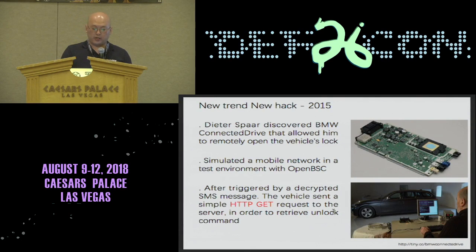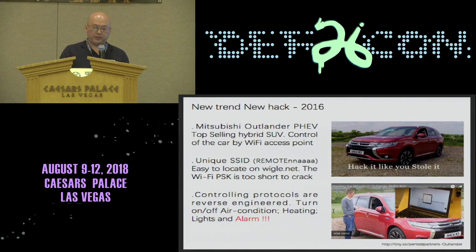Let's take a look at more details. This one is for BMW ConnectedDrive. A German researcher was able to set up a fake base station, and the main issue here is that BMW relies on HTTP to communicate with the backend server. Once he reverse engineered the entire protocol, he was able to send and replay messages. Another example is the Pentest Partners researchers, who found the Wi-Fi access point provided by the Mitsubishi Outlander is so easy to crack that they could connect to it and reverse engineer the control protocols. Then they could turn the air conditioning, heating, and even the alarm system on and off. Those are the new attack vectors.